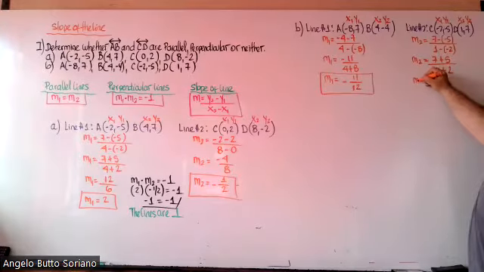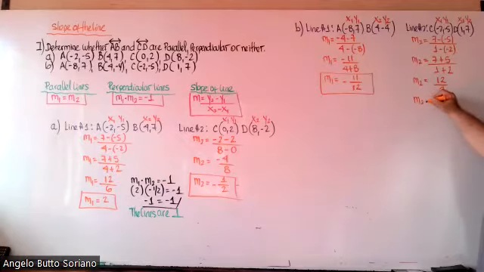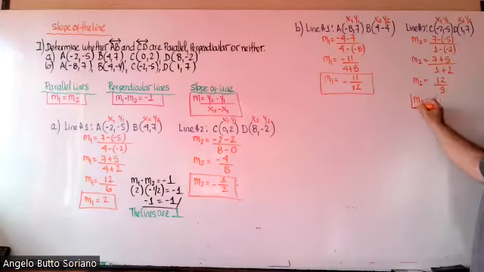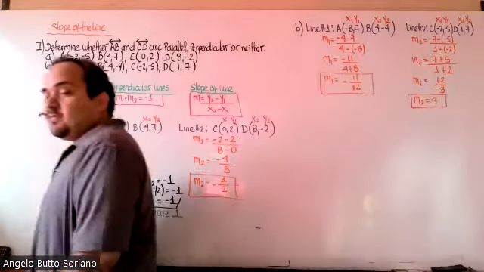So M2 will be equal to the addition between 7 plus 5 over 1 plus 2. That will be given by M2 equals 12 over 3. And you know, 12 divided by 3 is 4 units. We know the value for slope number 2.